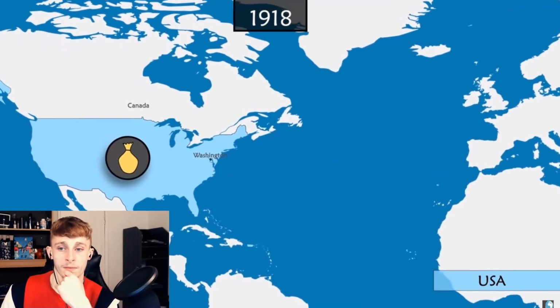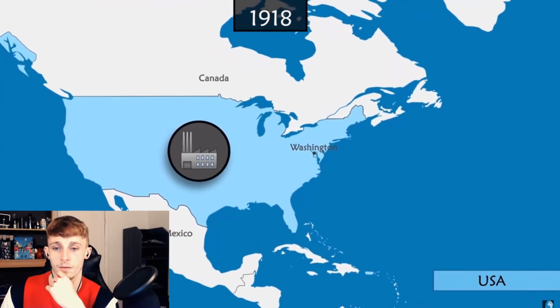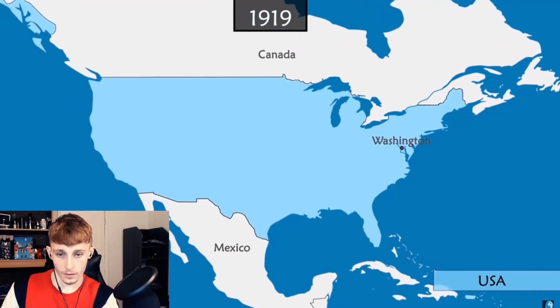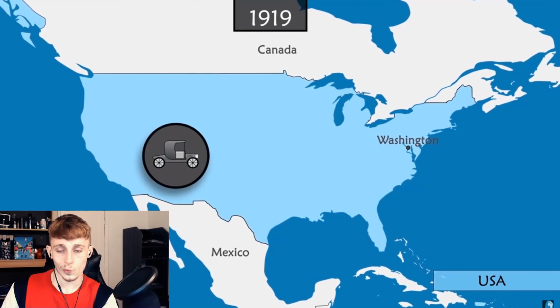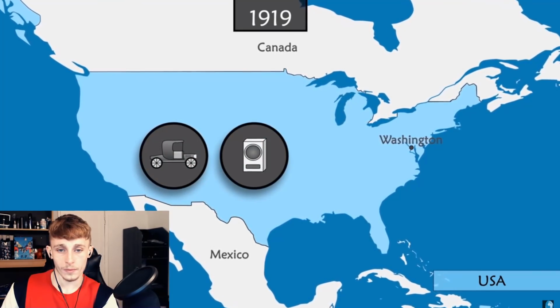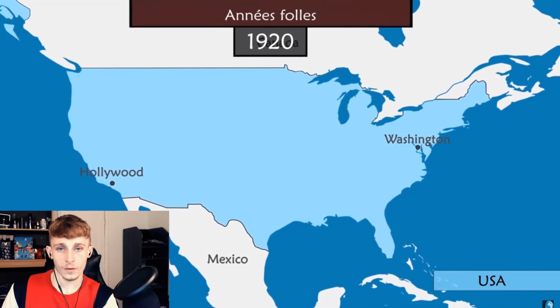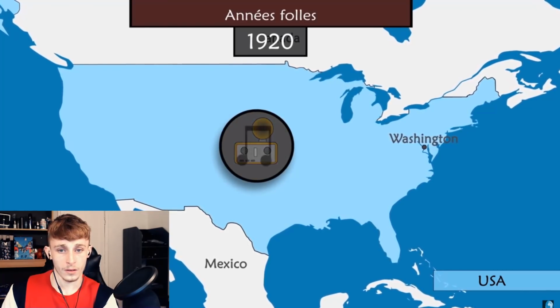The economy of the US prospers. In factories, improvements in the assembly line cause production to skyrocket and decrease prices. The rise in purchasing power and credit results in a boom for the sales of cars, all kinds of appliances, and bank shares. Hollywood becomes a major industry with global influence. Thanks to the sale of radios, music genres such as jazz become popular.